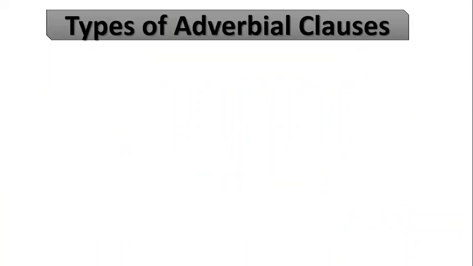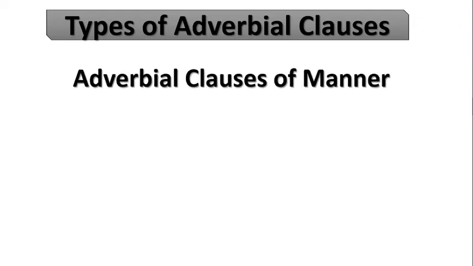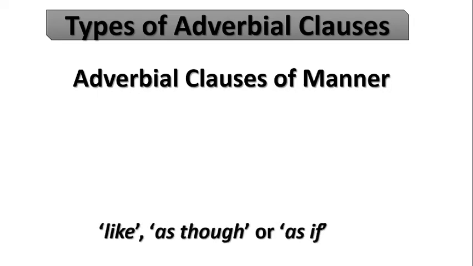Let's get another type, adverbial clause of manner. Adverbial clause of manner shows us something that happens and how it happens. They tell us how something has happened. And this particular clause usually begins with words like as though, like, as if. There are many. Yes, I said like, as though, as if, and so forth.